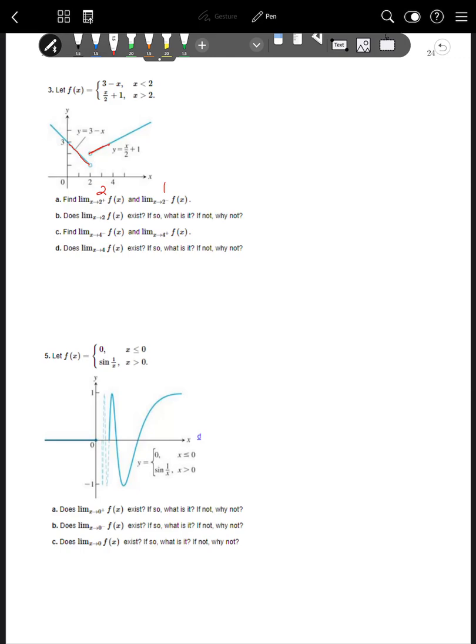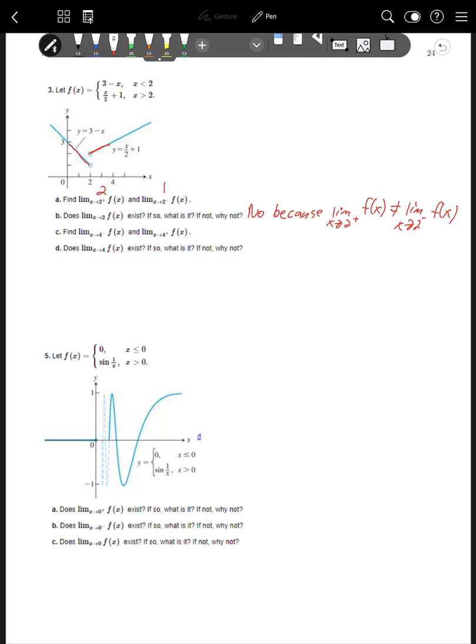So does the limit as x approaches 2 exist? The answer to that is no, because the limit as x approaches 2 from the right of f of x does not equal the limit as x approaches 2 from the left of f of x. So therefore, the two-side limit does not exist.